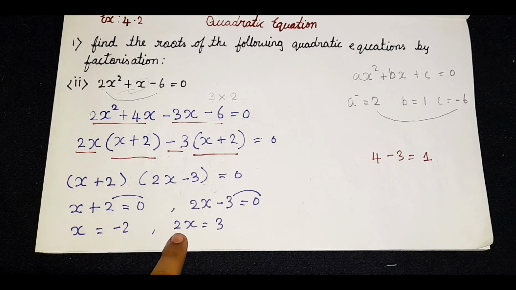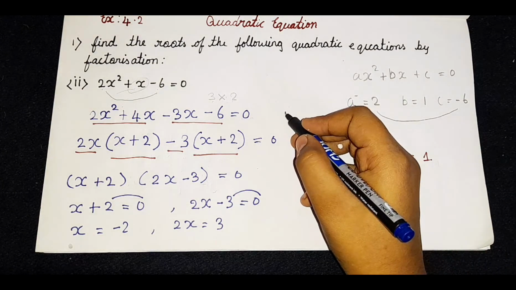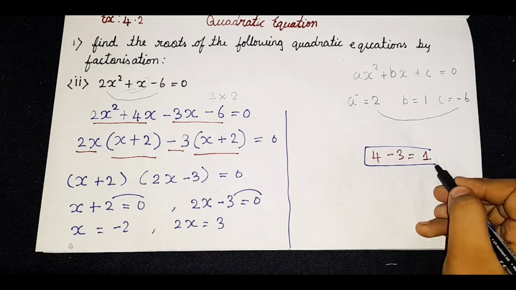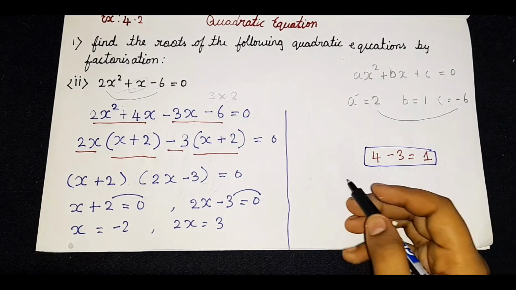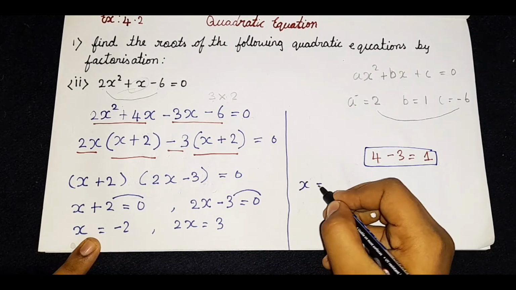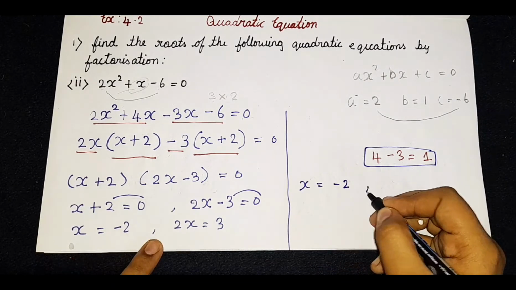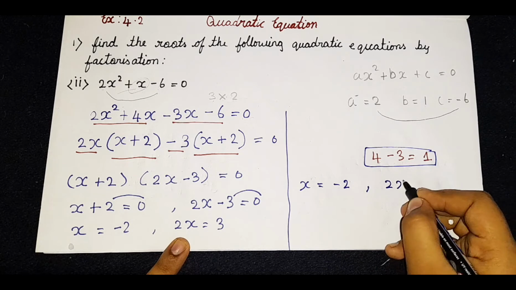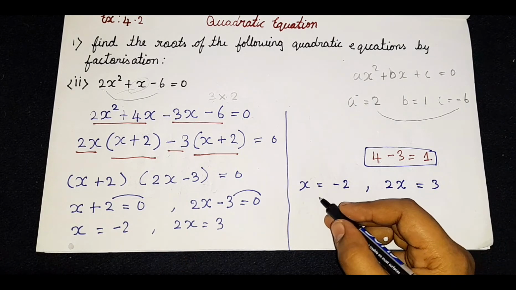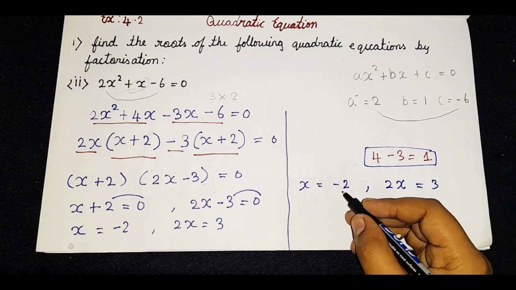Now here we can do some more steps, so let me do it right over here so you guys don't get confused. This is one separate thing. I'm writing the same value, that is x is equal to minus 2, and we got 2x is equal to 3. This one we can't just take to the right side. Why? Because the x value we already got.